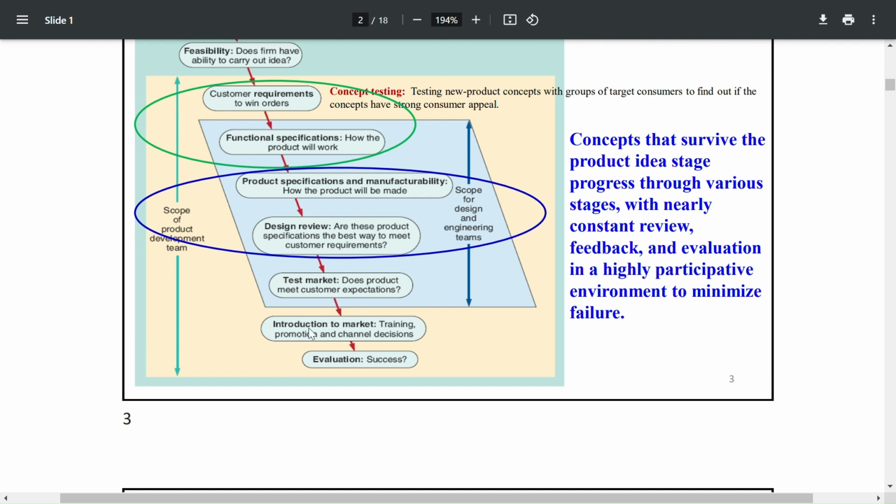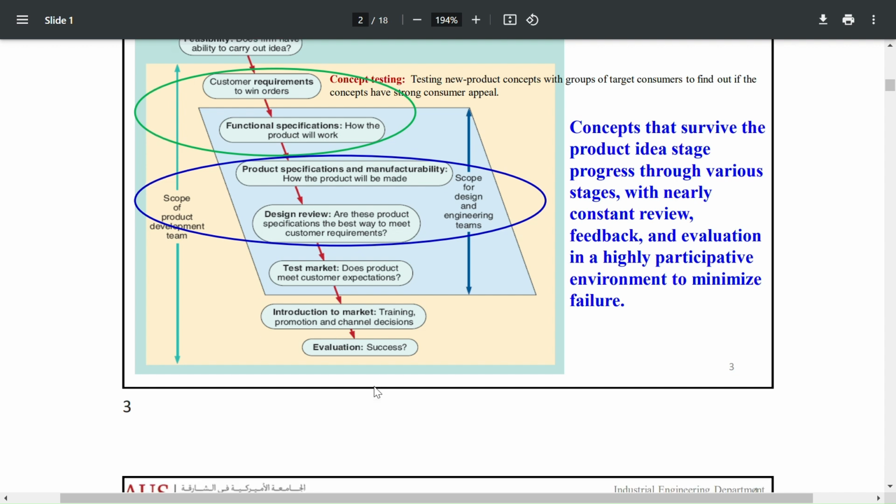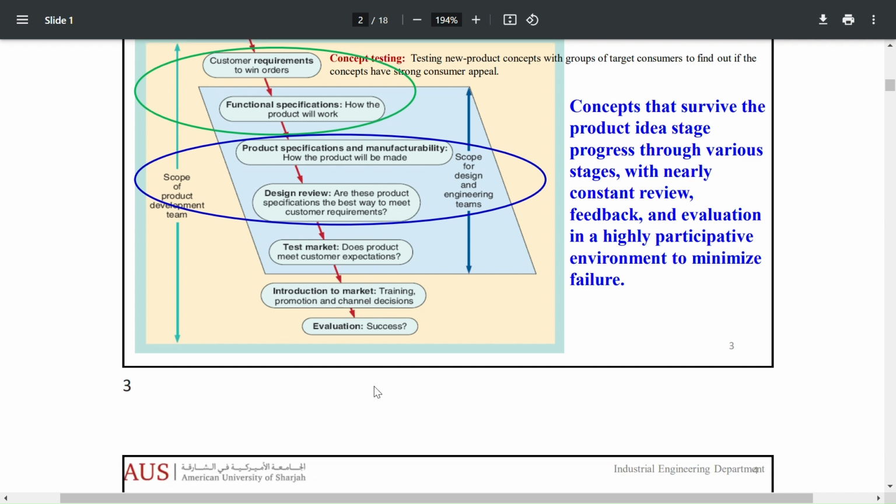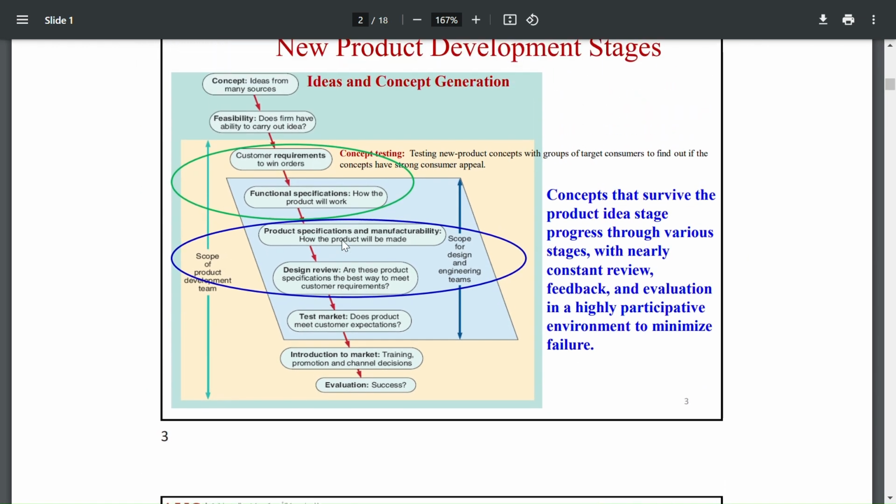After we have the product, we introduce it to the market, and we of course train people to sell this product, promote it, and make channel decisions. And then we evaluate, was it a success or a failure, and then based on this evaluation, we can have some ideas.